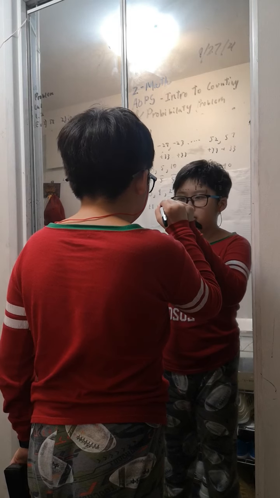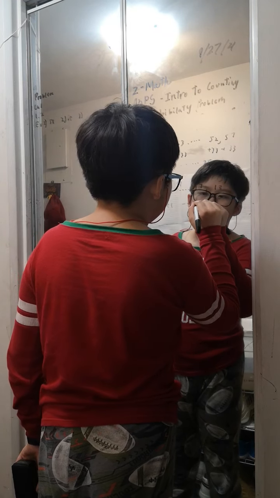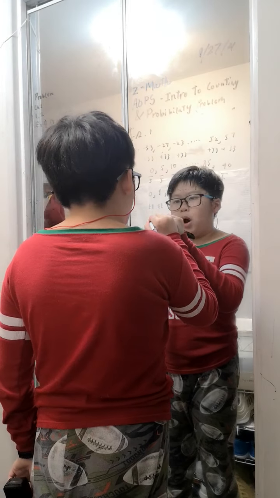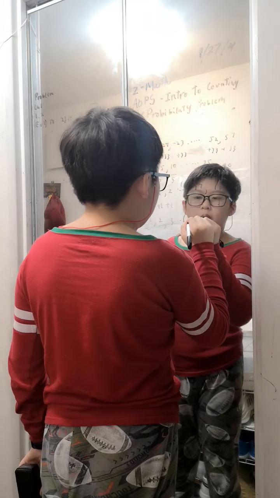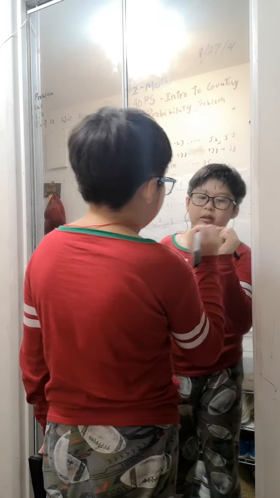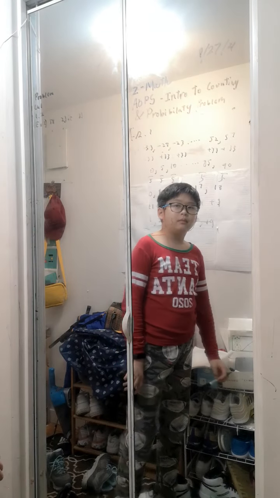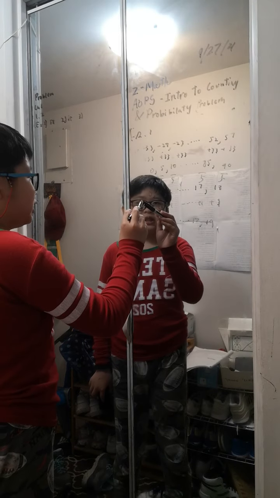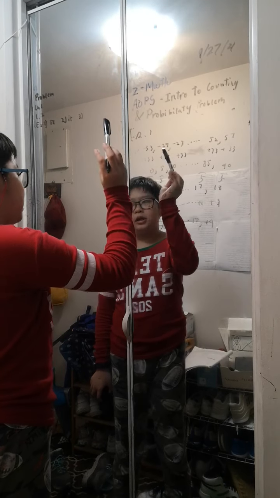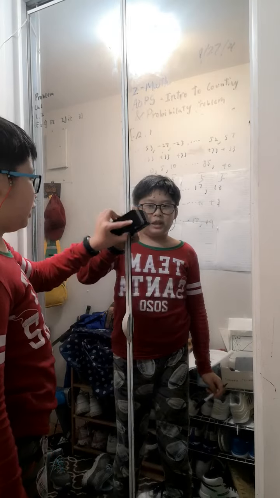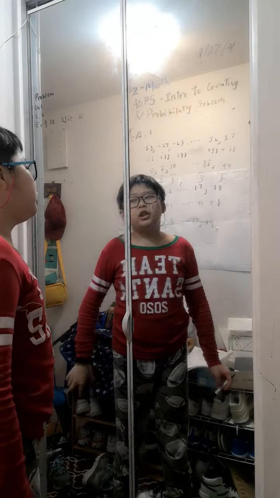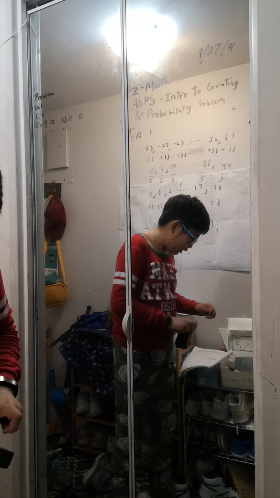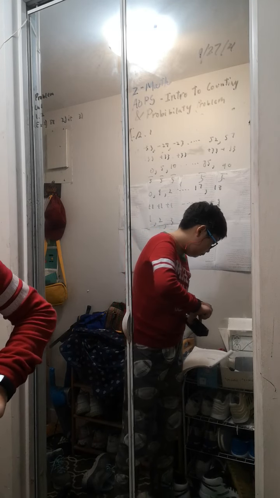Add 1 to each. So you get 1, 2, 3, all the way to 18, 19. There are 19 numbers in this list, so there are 19 numbers in the original list, because each operation we make doesn't change the number of items in the list.